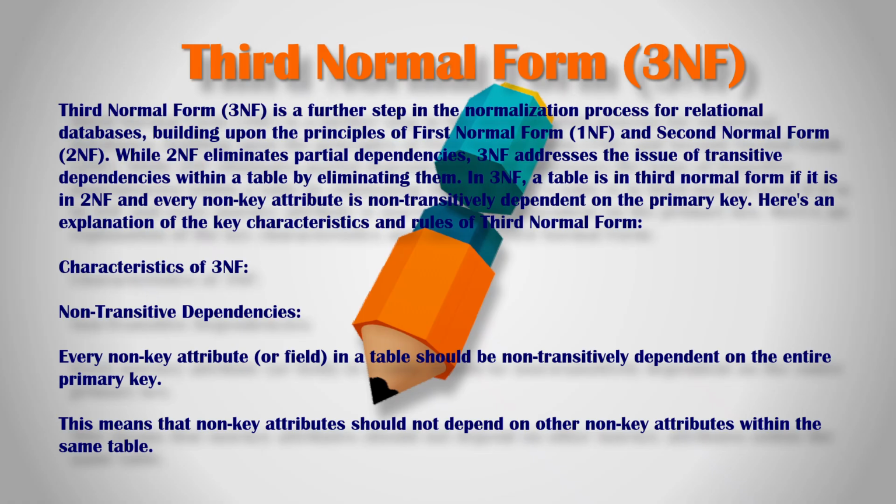Here's an explanation of the key characteristics and rules of third normal form. Characteristics of 3NF. Non-transitive dependencies. Every non-key attribute or field in a table should be non-transitively dependent on the entire primary key. This means that non-key attributes should not depend on other non-key attributes within the same table.